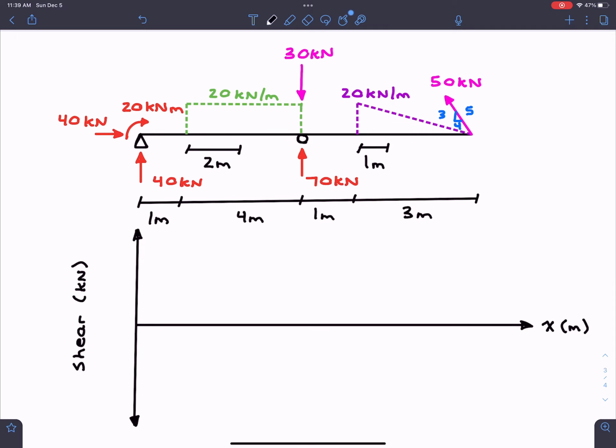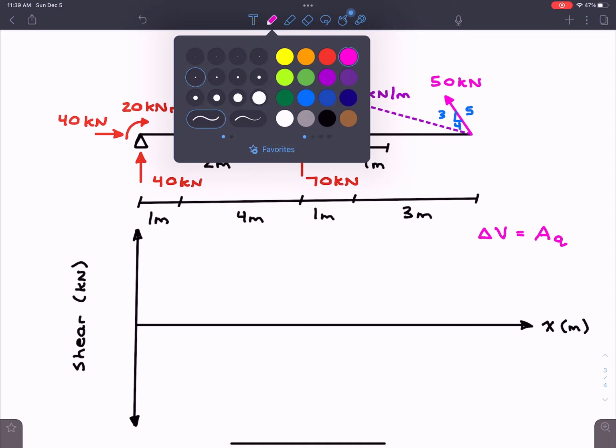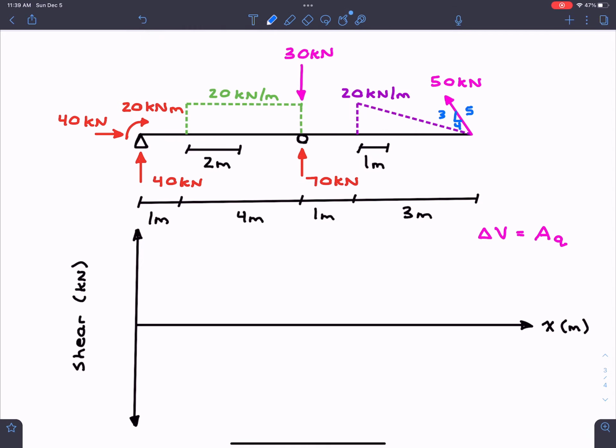As we're going to see, drawing these diagrams, if they don't ask for a specific method, is really simple. Because we are going to utilize the property, and I'll put it in pink on the side here, that the change in shear between 2 points is equal to the area of our distributed load, which I call Q. You can call it whatever you want. And the other thing to keep in mind is that if we ever have a point load, it's going to either bring our shear up or bring our shear down.